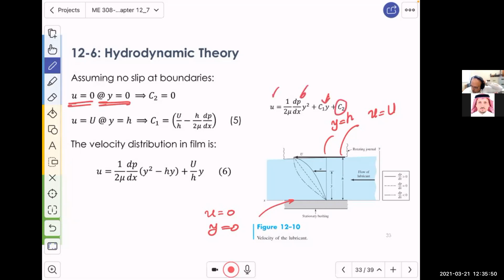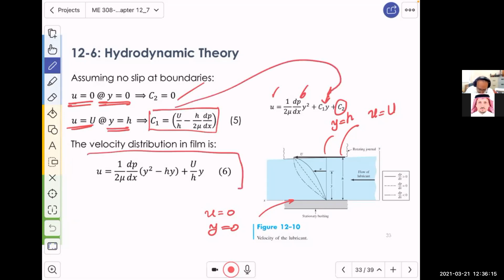Well, congratulations. There's nothing better than getting the news of a constant being 0, so it's gone. What is the other one? We put u equals capital U and y equals h on the top, and then we get C1 equals this. We substitute C1 back in the equation, and we get what is known as the velocity distribution in the film. So in the film, the velocity distribution is equal to this equation.